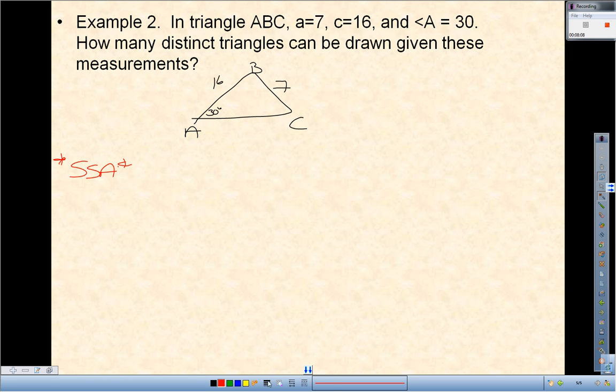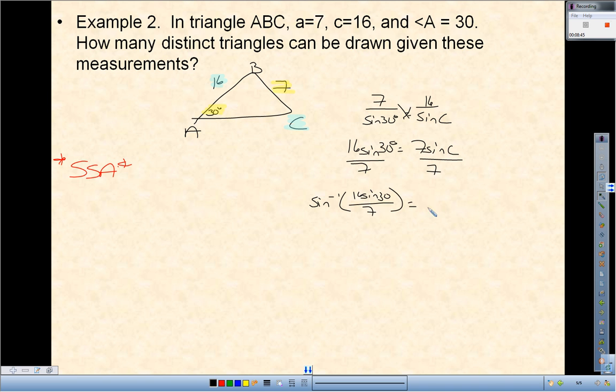I'm still going to use my law of sines, so I'm going to pair up the 7 with the 30 degrees, and pair up the 16 with angle C. That gives me 7 over sine of 30 degrees equals 16 over sine of C. Cross multiply, that gives me 16 sine of 30 equals 7 sine of C. Divide by 7, and since I'm trying to find the angle, I'm going to do the inverse. So I have sine inverse of 16 sine of 30 degrees over 7. But when I type that into my calculator, it automatically shoots back undefined, or I'm not able to get an answer.